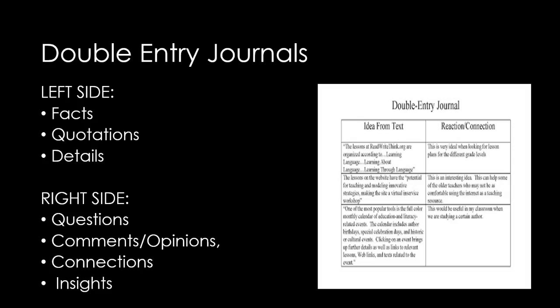So for your solid students, a simple question will work. But for your struggling students, think stem starters. And the double entry journal, the kind of example that we have here, doesn't even need any kind of prompt. It's simply: go home and as you read, note down 2 facts, 1 quotation, and 3 details.